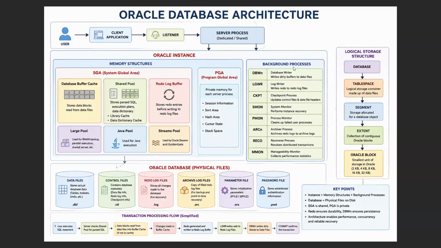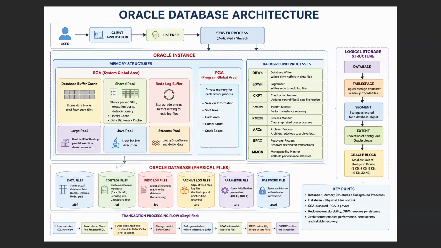Okay. Next, background processes. These are the background processes running in the database. DB writer, database writer, DBWn. It writes dirty buffers to data files. I explained this earlier: when the data is missing in the hash chain, it will look at the dirty buffer, then it will write. Next is the log writer, LGWR. It writes the redo to the redo log file. CKPT, the checkpoint process, updates the control file and data file headers.